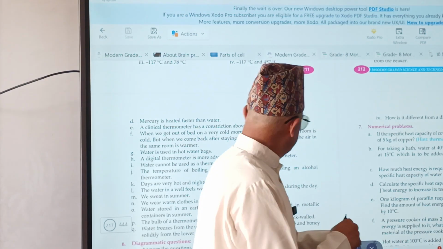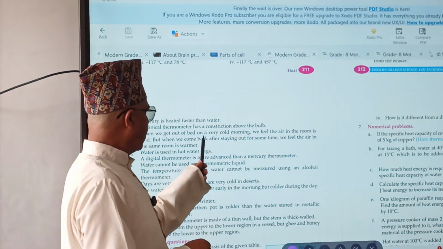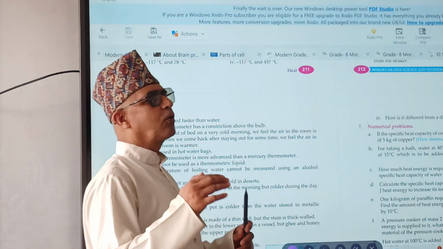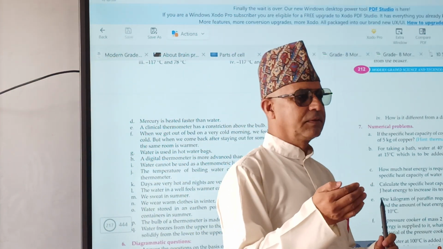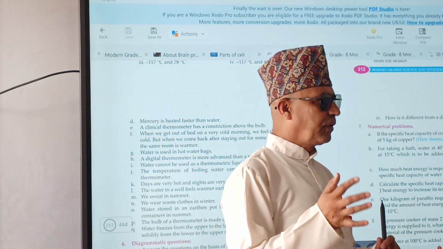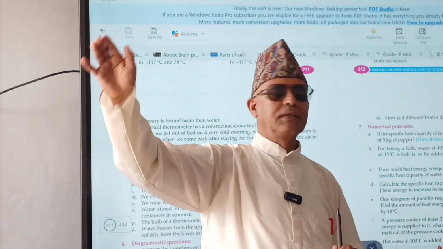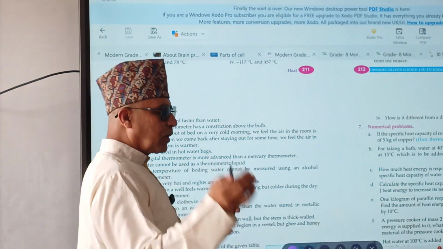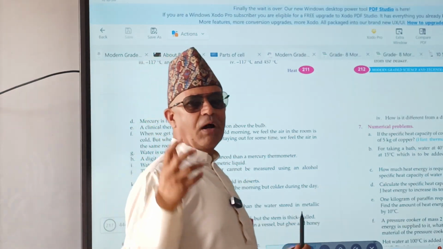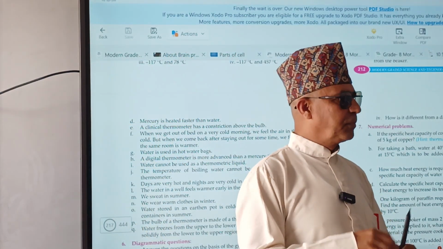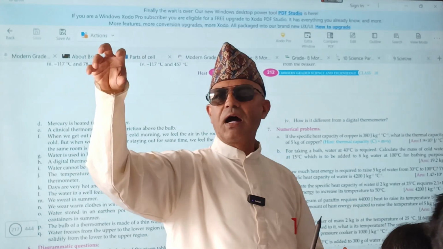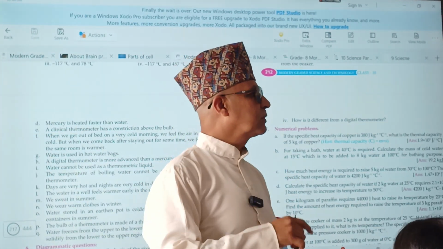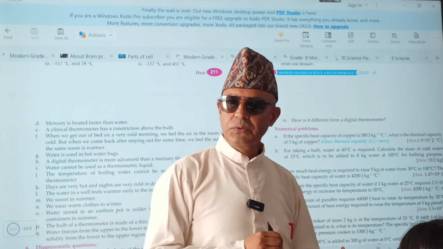So when we get out of a bed on a very cold morning, we feel the air in the room is cold because our body loses heat. Our body loses heat. Right? But when we go outside for some time and come again inside, at that time our body gains heat, because the temperature of the air outside the room is less, and the temperature of the air inside the room is higher. Yes or no? Yes. Okay.